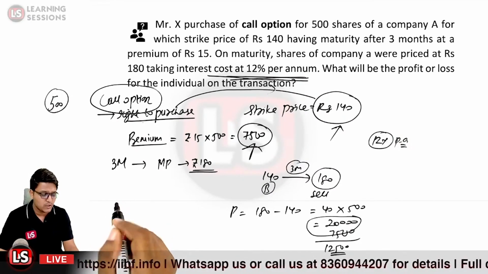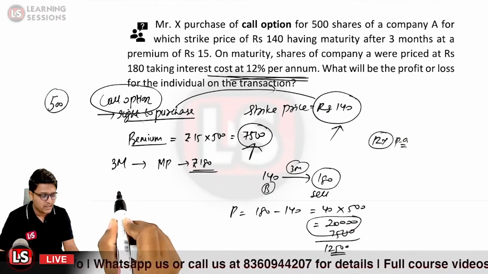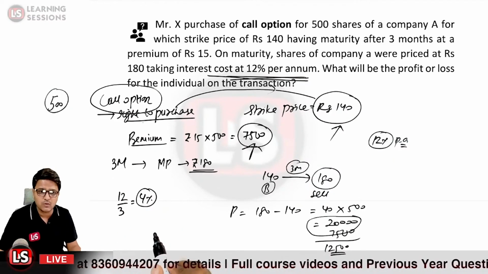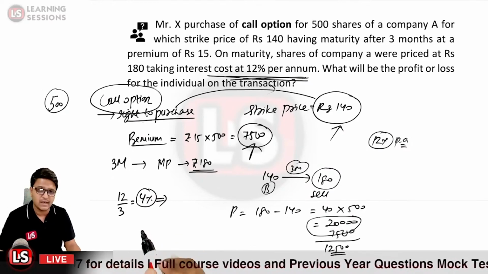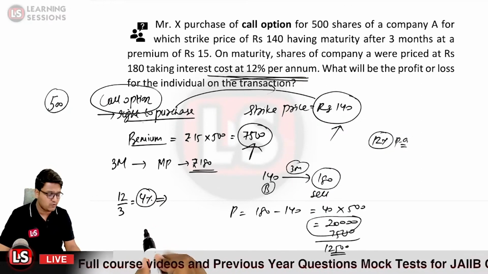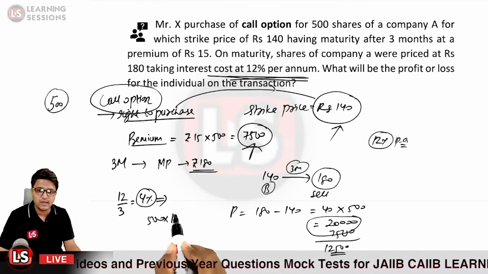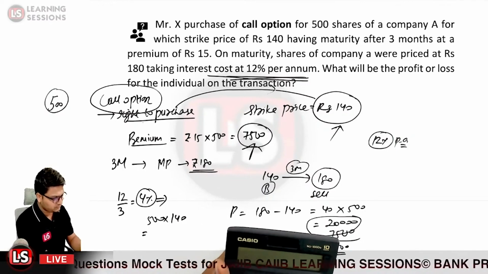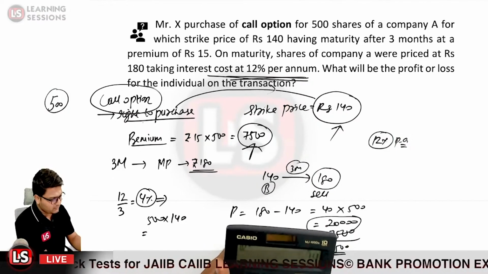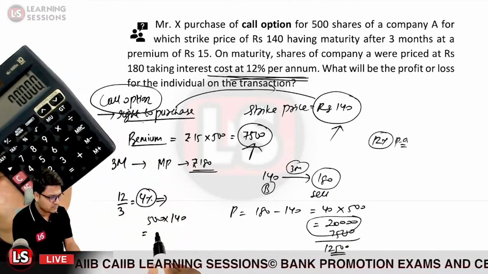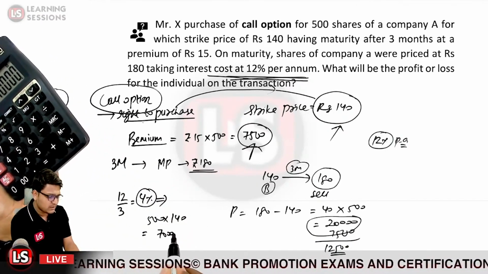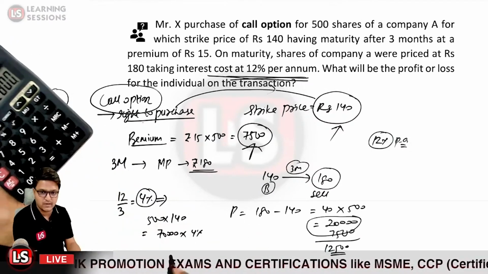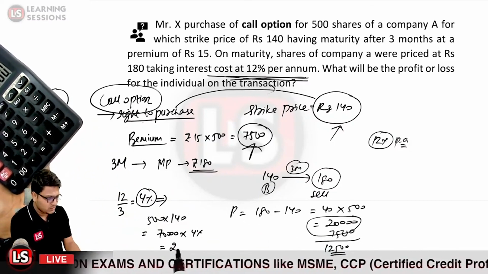So it will be calculated at 12 divided by 3%, that is equal to 4%. So we need to calculate this cost at 4%, and it would be 4% of what amount? It would be 500 shares at a cost of 140, and 500 multiplied by 140 is equal to 70,000. And 70,000 into 4% is equal to 2,800.